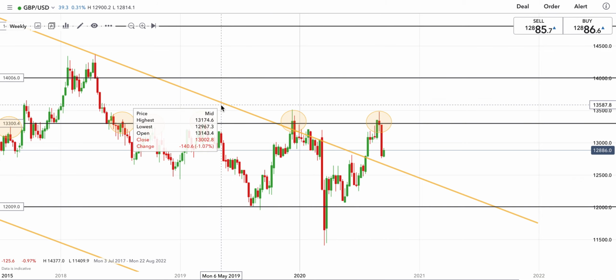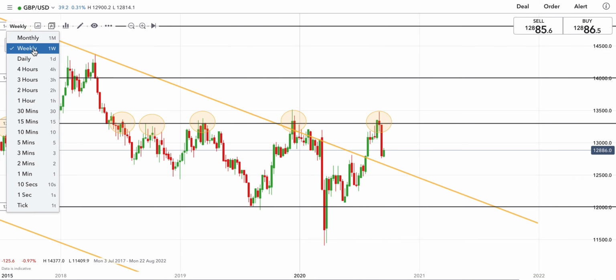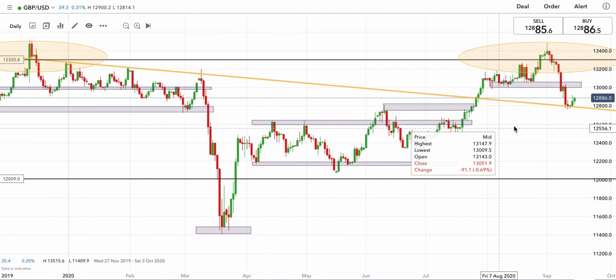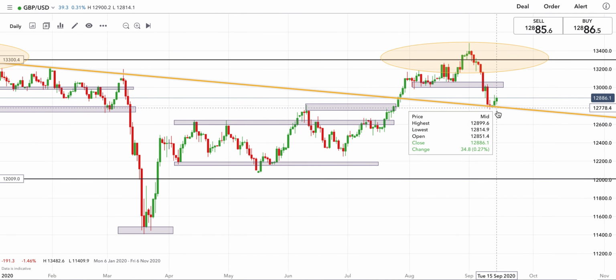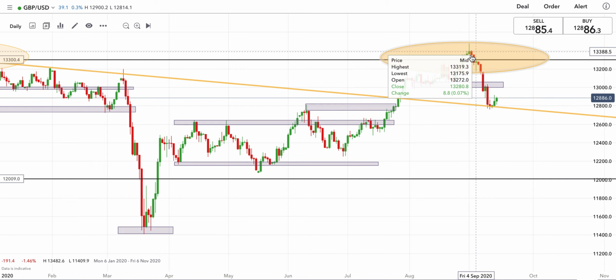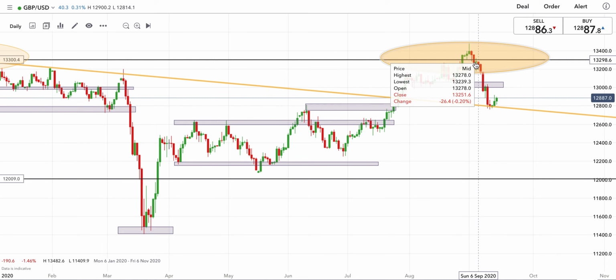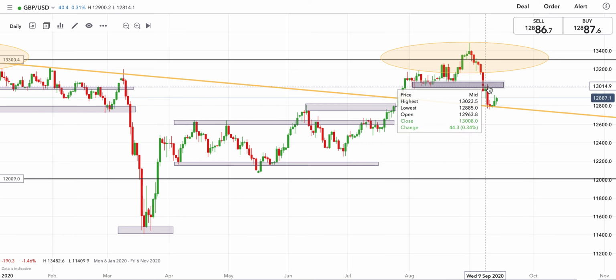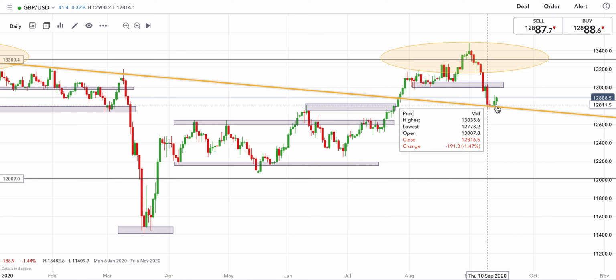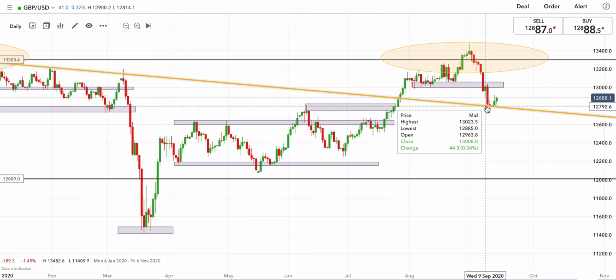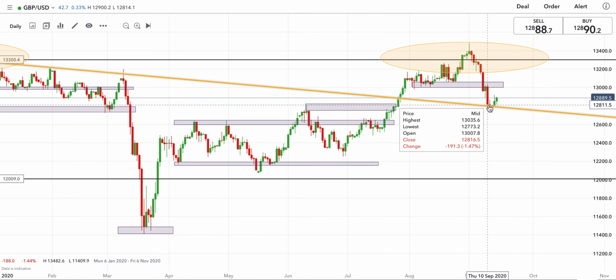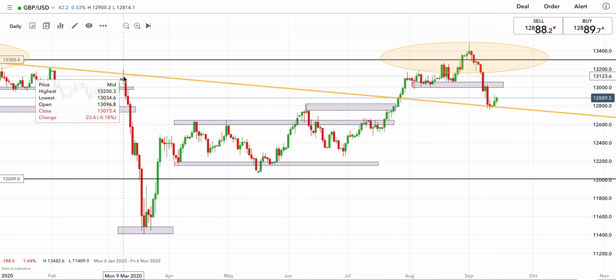When I zoom into a daily time frame, it looks a little bit closer to the actual line. So from a daily perspective, you can see we've been rejected from the 133 resistance, fallen straight through the 130 support area, and right back to, surprise surprise, the top of our descending channel. So anything that acts as resistance can very easily become support, and here is a perfect example.